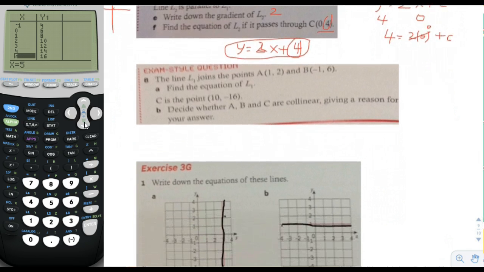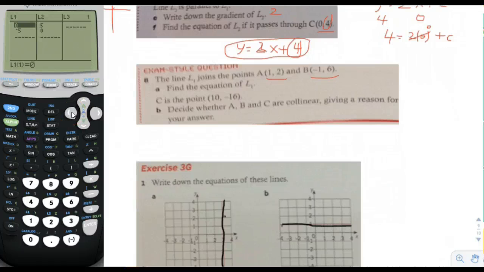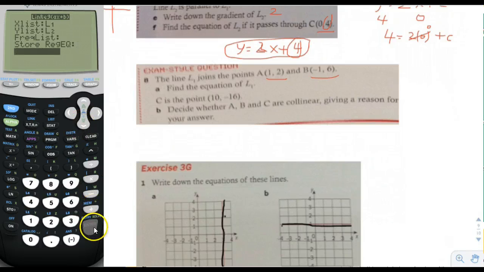Okay, number 8, the line L1 joins the points 1, 2 and negative 1, 6. Find the equation of line L1. So remember, all you need to do is go to stat edit, and then put in these 2 points, 1, 2 and negative 1, 6. And then we're going to do stat, calc, and linreg. And we go down to calculate.